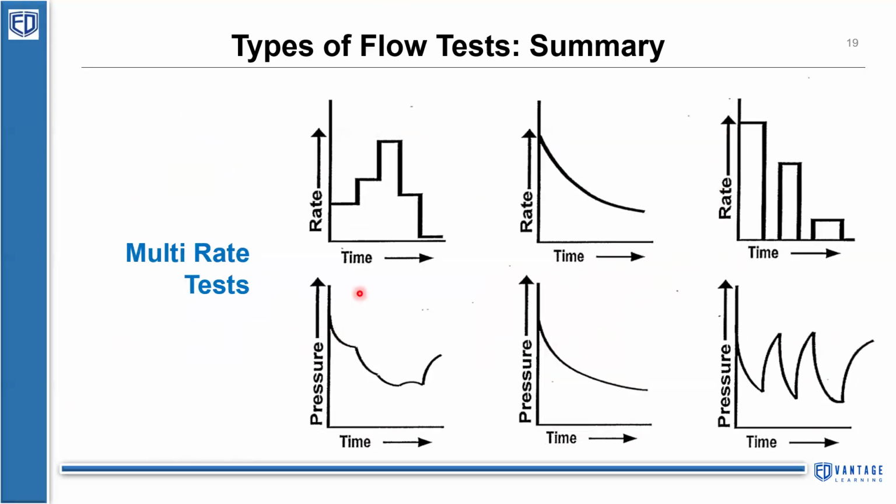Similarly, in multi-rate tests, you can see your improvement in flow rate, constant rate 1, constant rate 2, and constant rate 3. And also you can see your pressure drop 1, 2, 3, and 4.